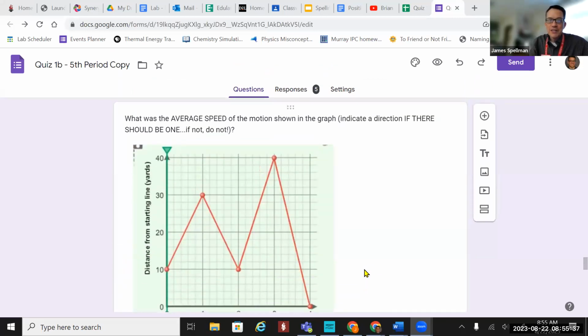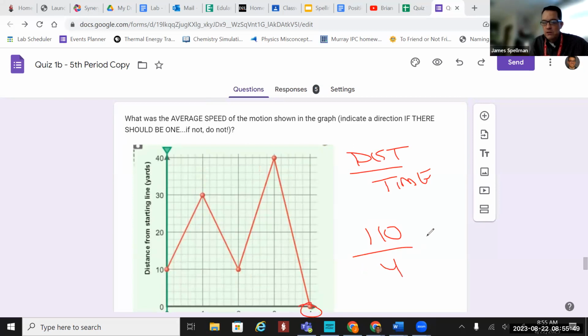The next two questions followed up on that. Speed, by definition, is distance divided by time. Right? So speed is distance over time. Distance we've already calculated was 110 yards. The time is on the graph. It was 4 seconds. And so put all that together, and we should have had 27.5 yards per second is the math and the way the math comes out on that.